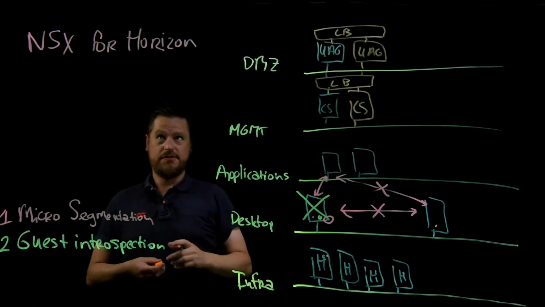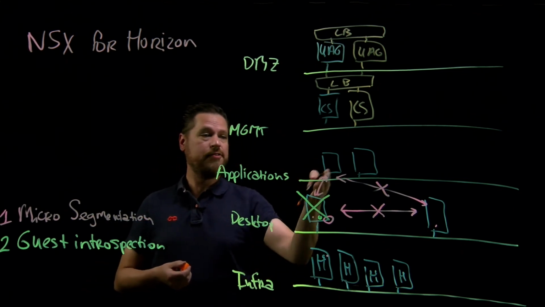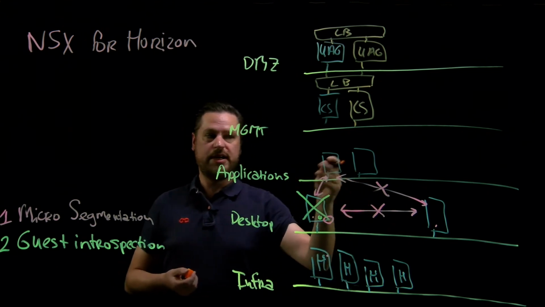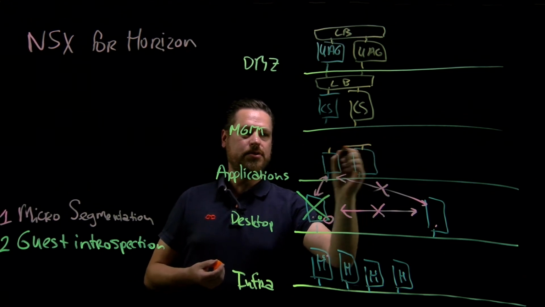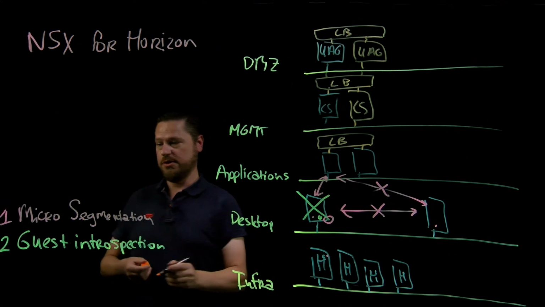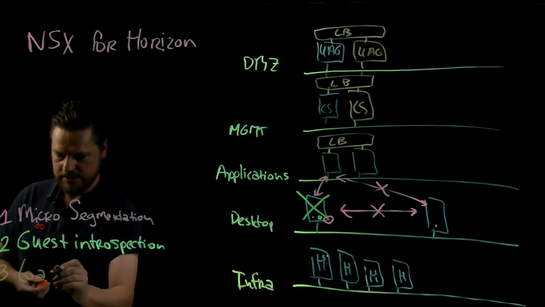Even outside of the Horizon stack we can use those load balancing, for example, if we have some applications that require some form of availability and where the application can use that availability, we can put a load balancer there as well. So we have our third use case, load balancing.